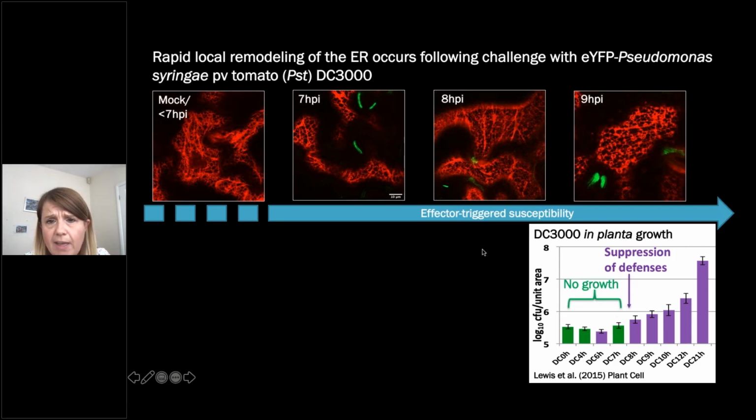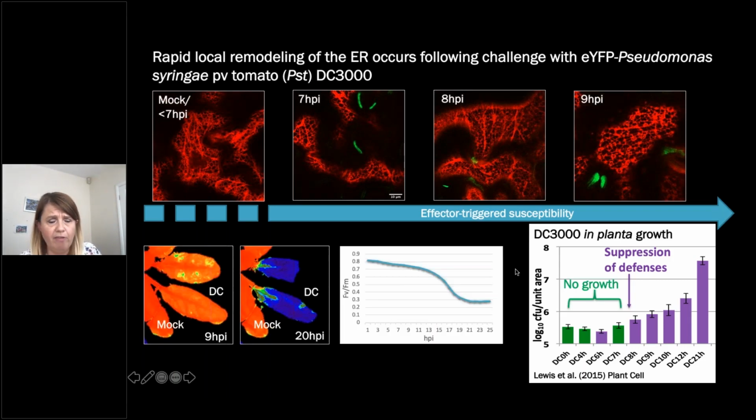The other thing I'd like to say is not only are these changes very early, but they also seem to precede the response of other organelles in the cell. For example, if we look at chlorophyll fluorescence measurements around a similar time point, so these are chlorophyll fluorescence images which indicate the Fv/Fm values of the chloroplasts, which is a measure of the efficiency of photosystem 2. In the first image, which was also taken at 9 hours, the two right-hand leaves were infiltrated with DC3000, and there's a mock infiltration here at the bottom, and we see very little change in the efficiency of photosystem 2 at this time point, and this is reflected in the graph here.